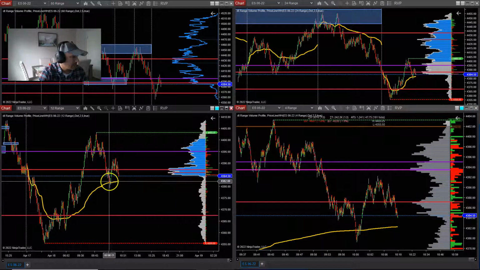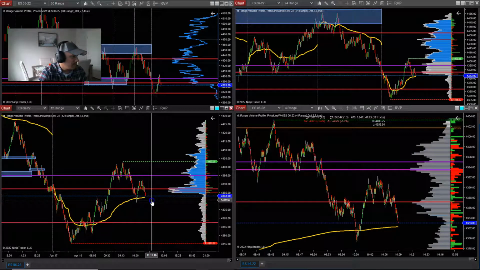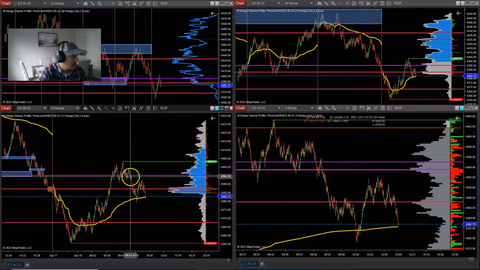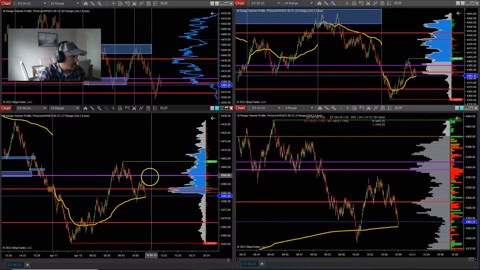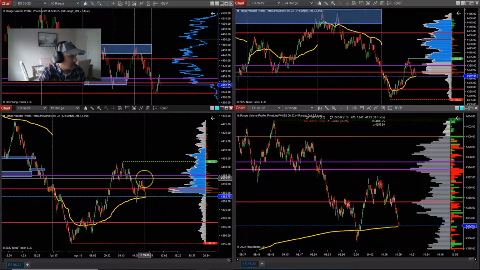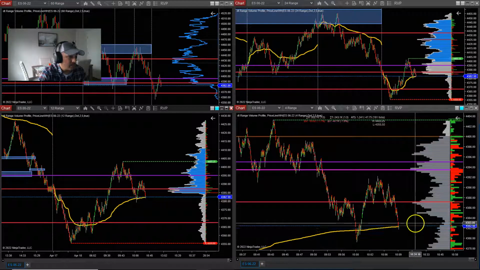Let's see if it's going to break down and break this area. So this was a pullback to this area. I wanted to see it push up a little higher to where I had it purple, but I didn't quite get that.